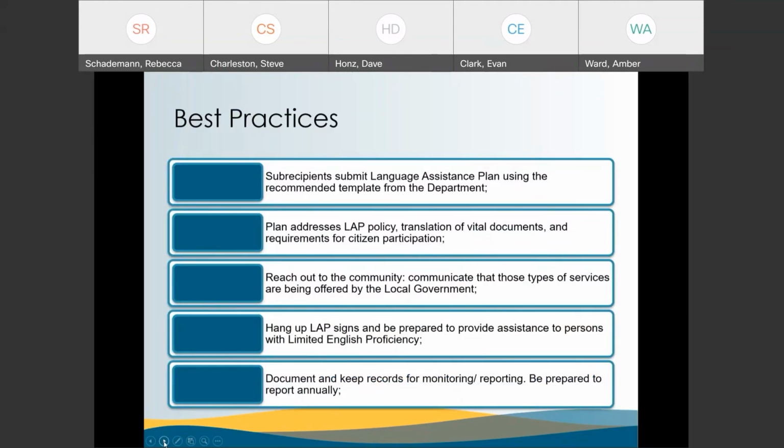Reach out to the community, communicate that those types of services are being offered by the local government, hang up LEP signs, and be prepared to provide assistance to persons with limited English proficiency. Document and keep records for monitoring and reporting. Be prepared to report annually.